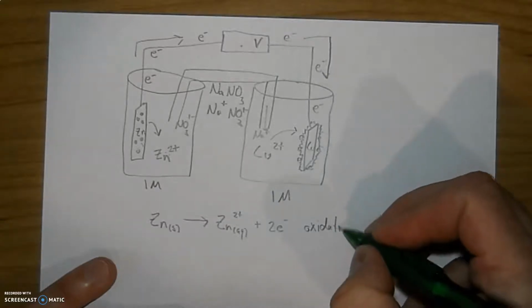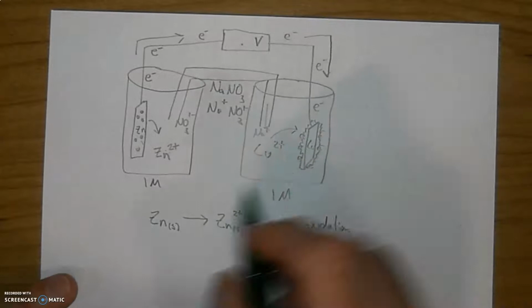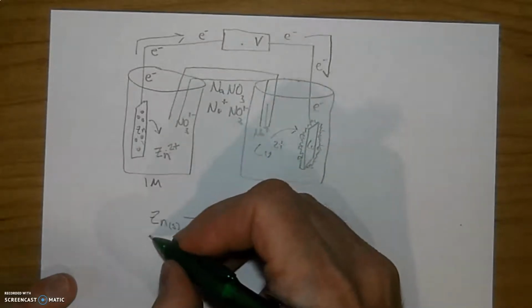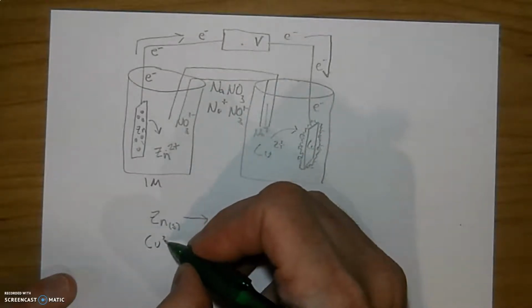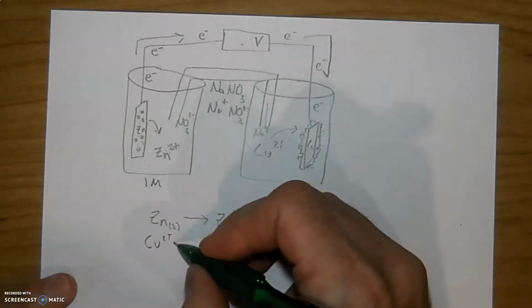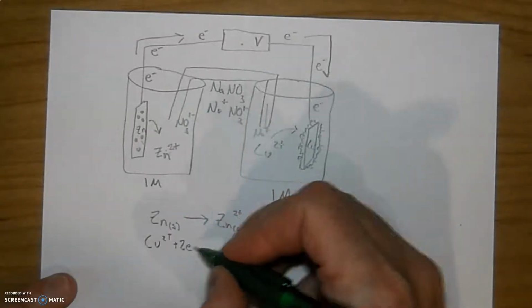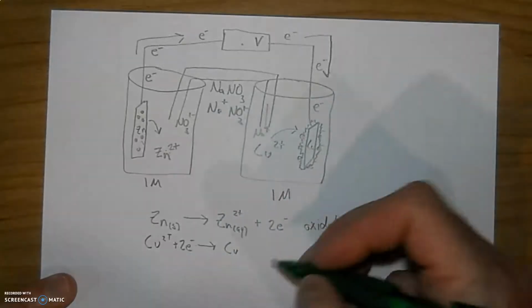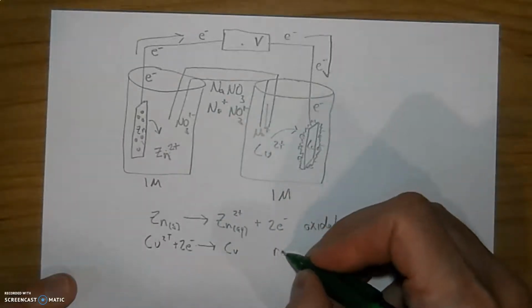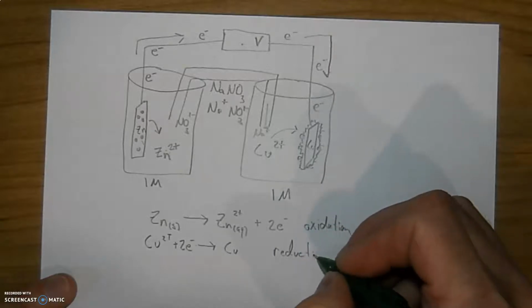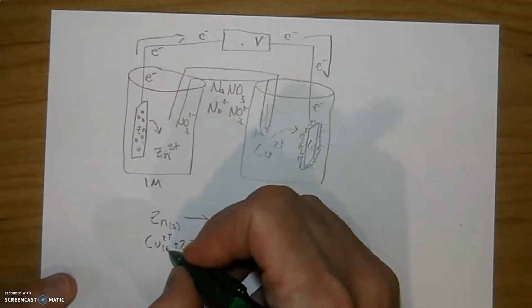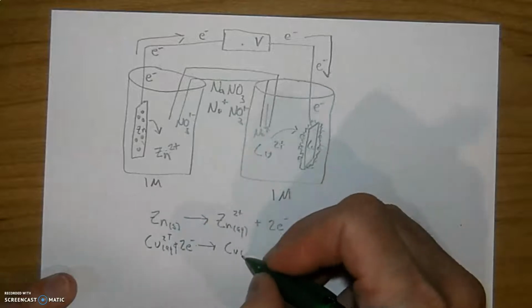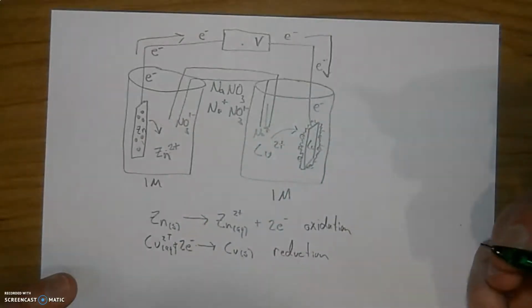Oxidation reaction. And the opposite is going on with the copper. The copper is sitting over here, copper 2 plus, and it is attracting electrons. It's gaining electrons and forming copper metal, and therefore that is called reduction. I'll go ahead and make sure I put the little symbols on this just so we're clear. And there you have it.